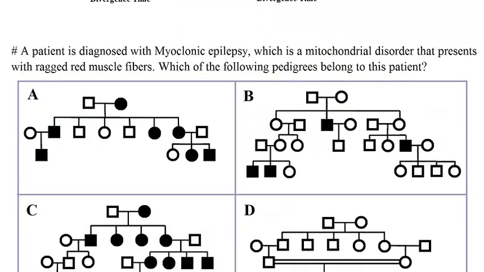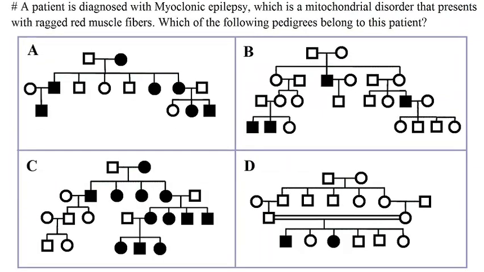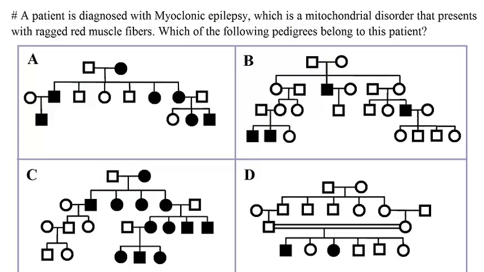And then a patient is diagnosed with myoclonic epilepsy, which is a mitochondrial disorder. Remember, mitochondrial disorders are only being transmitted from mothers. So which of the following pedigrees most likely belongs to this patient?